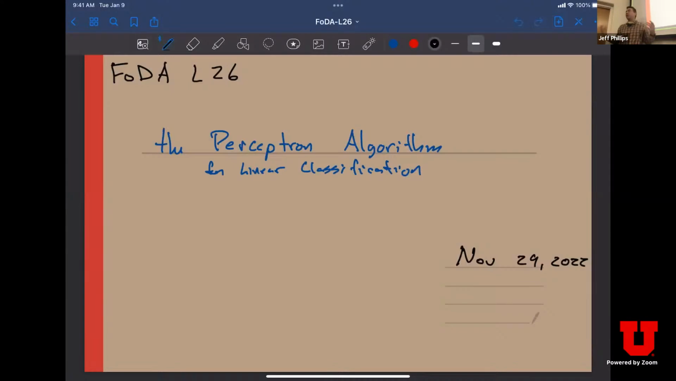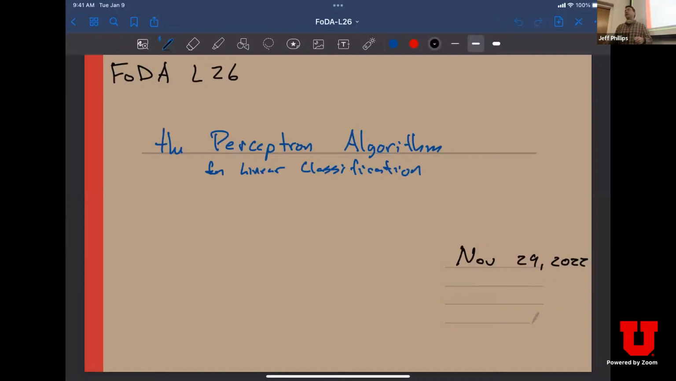Okay, so we're going to continue to talk about classification. And indeed, we're still going to talk about linear classification. In the next lecture, we'll extend the ideas we talked about last week to nonlinear classification, but today we're still doing linear classification, and we're going to talk about what's called the Perceptron algorithm.